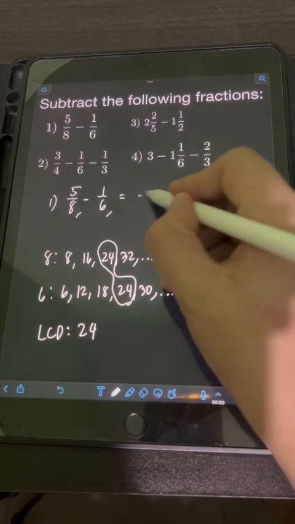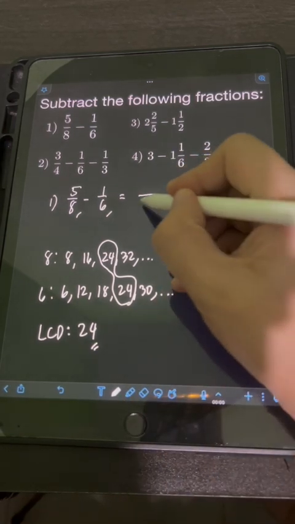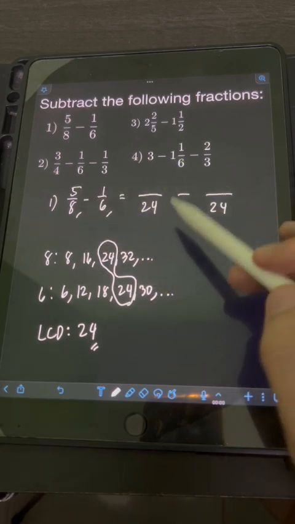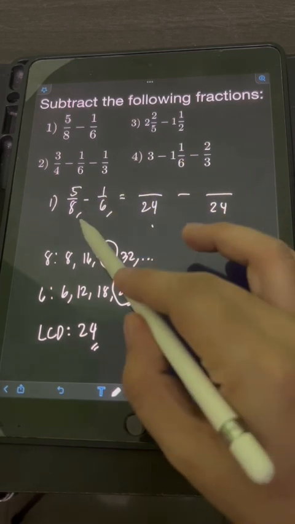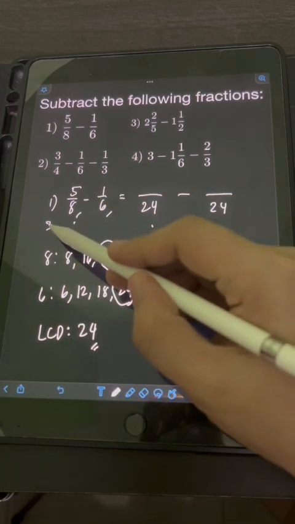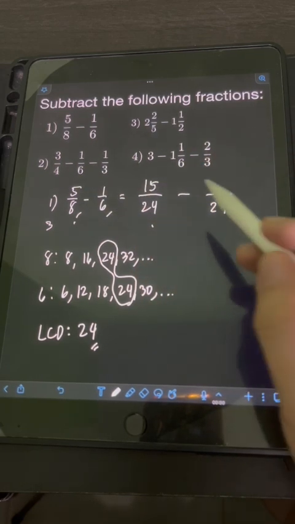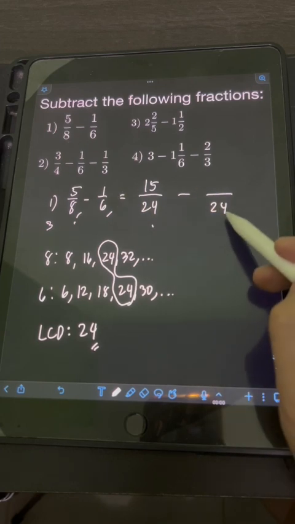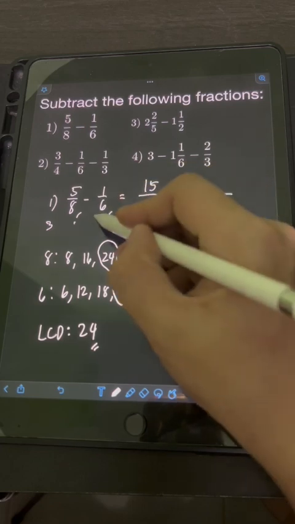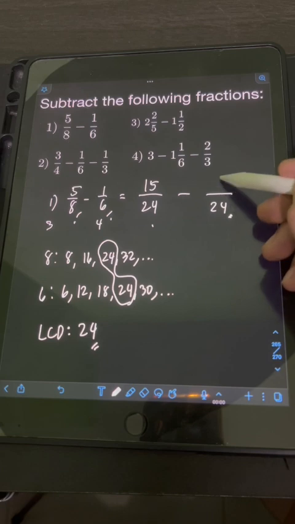So we transform these two fractions into similar fractions having the same denominator, which is the LCD of 24. For 5/8 first, we divide the LCD 24 by the denominator 8. 24 divided by 8, that's 3. Then multiply the quotient by the numerator 5. 3 times 5, that's 15. Minus, for 1/6, doing the same, divide the LCD 24 by the denominator 6. 24 divided by 6, that's 4. Then multiply the quotient by its numerator 1. 4 times 1, it's 4.